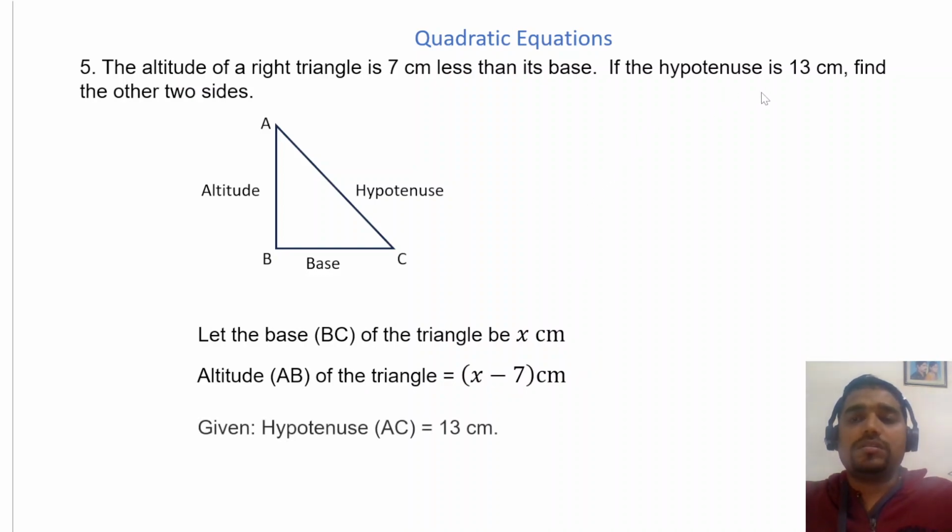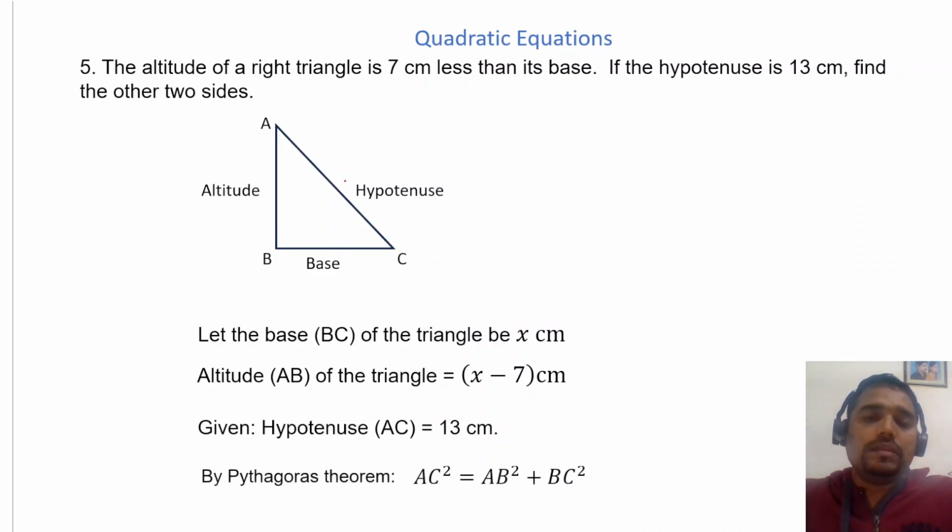Also, the hypotenuse is 13 centimeters; in our triangle the hypotenuse is AC, which is equal to 13 centimeters, as given. Because it's a right triangle, we can apply the Pythagoras theorem. AC square is equal to AB square plus BC square. That is, hypotenuse square is equal to the sum of the squares of the other two sides. Now, hypotenuse AC is given as 13. AB we have found as x minus 7. BC is x centimeters.